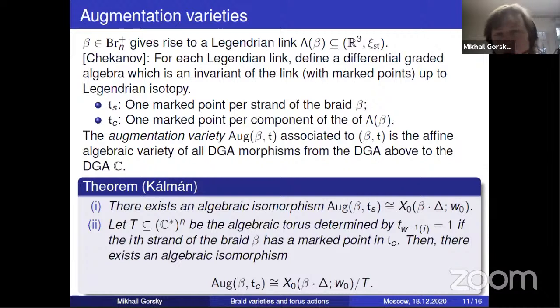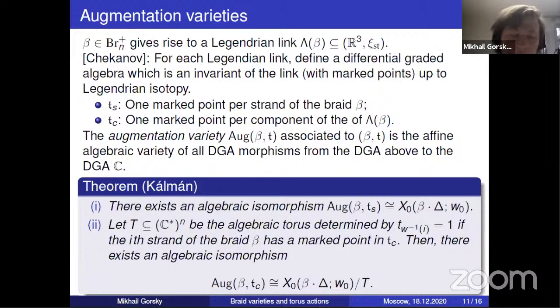It's a certain differential graded algebra that also remembers marked points on strands of our braid, or maybe on components of the link. So we have two natural choices of marked points. I will not go into details of what these marked points mean, but they appear in the definition of this DGA. And then take a DGA morphism from this thing to C, considered as a differential graded algebra concentrated in degree 0 with trivial differential. These are called augmentations of a DGA, and all of them form an affine algebraic variety.